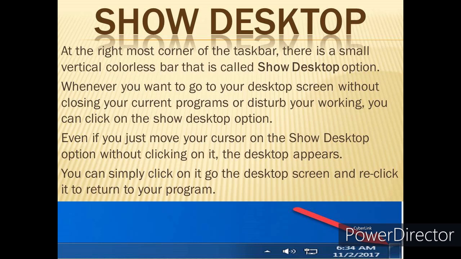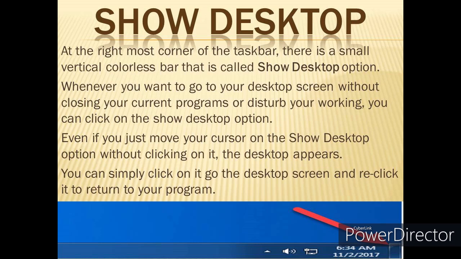Say for example, I have multiple applications opened on my screen. And if I want to open another application which is present on my desktop, what should I do? I have to minimize all the applications which are open. So without minimizing them, I cannot see or view the icons which are present on the desktop.